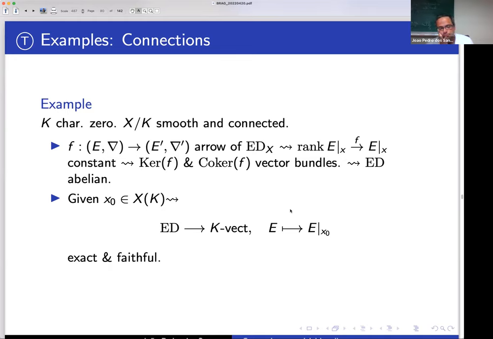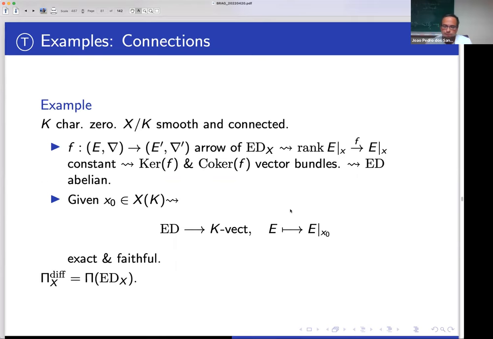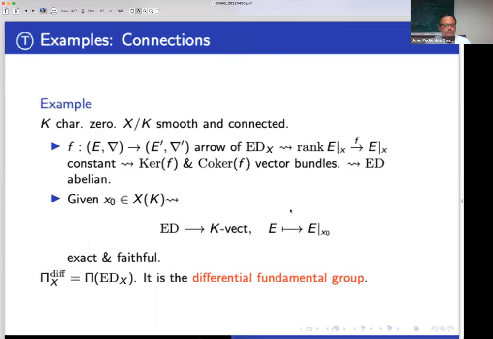Exact, and that's just because of this previous remark, the remark that says that an arrow between two vector bundles is always a map of vector bundles. Okay, so kernel and cokernel are locally free. And this allows me to put the whole category of differential equations inside of vector spaces, and I then get the right to apply my theorem. So now I start with differential equations, and I get a group scheme, which is the replacement of the fundamental group in this particular case, in the algebraic case. It's the differential fundamental group. Very well.